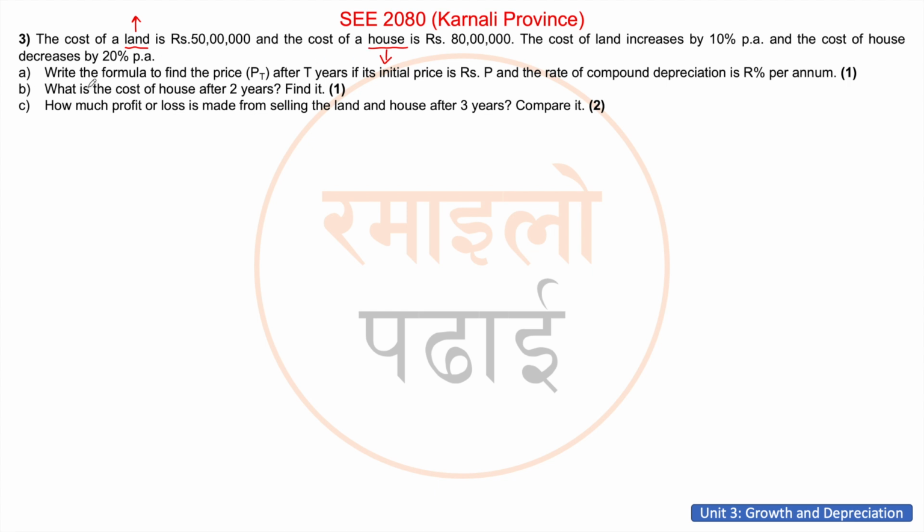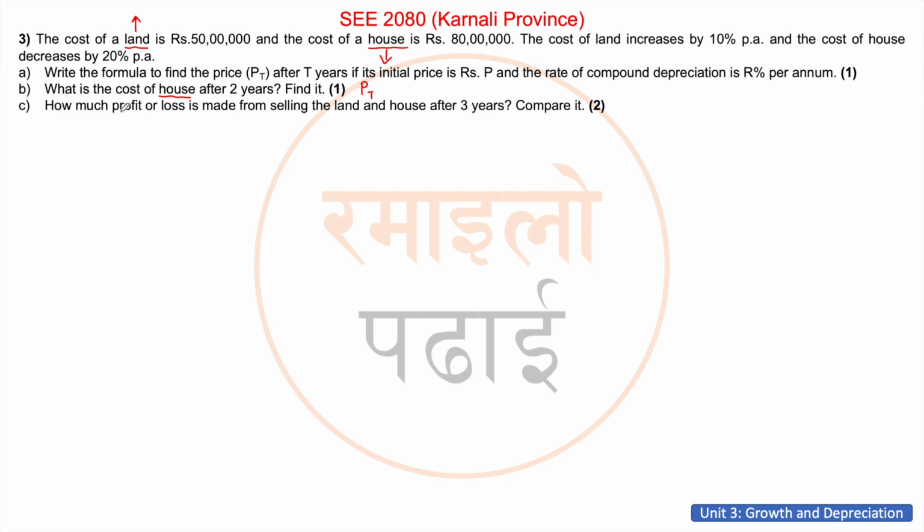In A, write the formula to find the price Pt after t years if the initial price is Rs P and the rate of compound depreciation is R% per annum. So this is quite an easy formula, we can write it easily. In question number B, what is the cost of house after t years? So we need to find price Pt. The price of house is decreasing, so we need to find the formula for depreciation and then we will find the cost of house after 2 years.